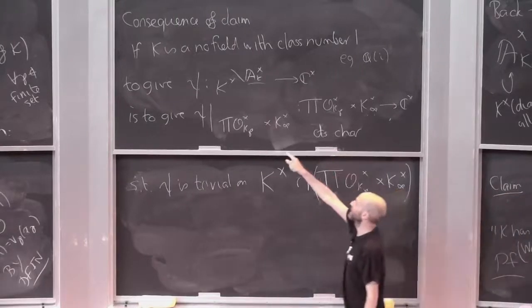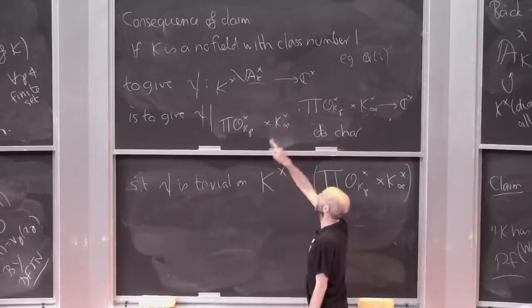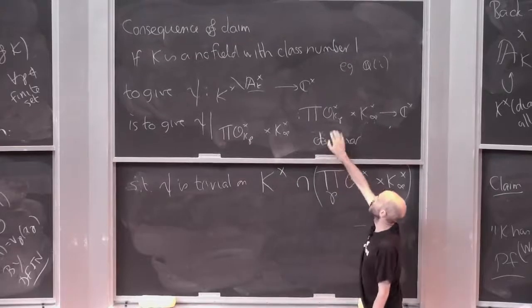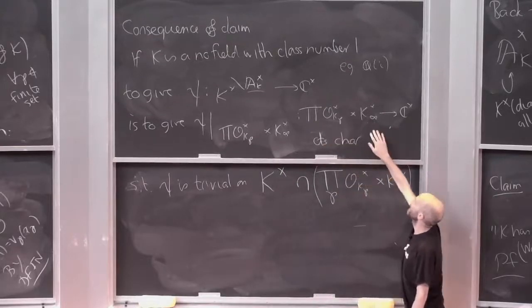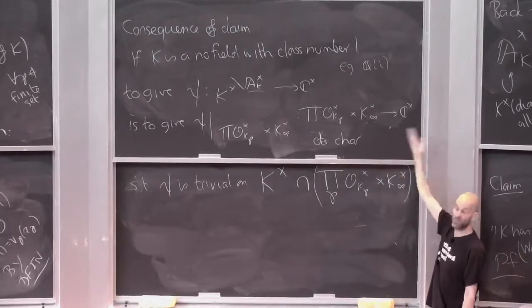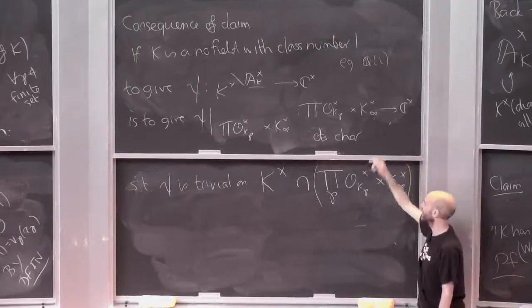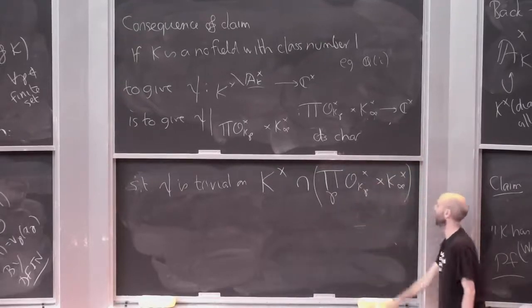To give a Grossencharacter, all we have to do is to give some finite amount of data and a map from C star to C star, which probably we're going to be able to cook up. But there's a catch. So let's figure out what the catch is.